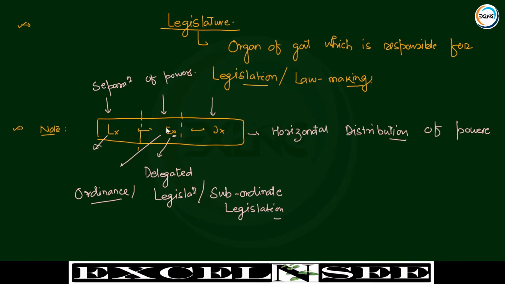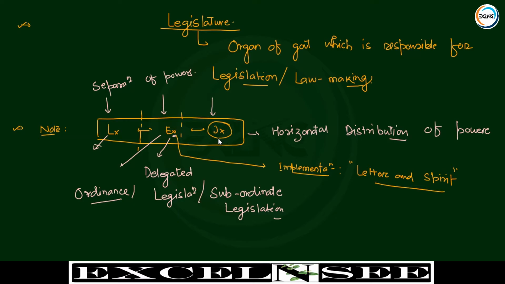What is the main function of the executive? The execution of laws. Implementation of law. The executives are responsible for implementation. The organ of government responsible for implementation of the legislation or law in letter and spirit. We use this term, implementation in letter and spirit. It is not that anyone can implement in their own way.